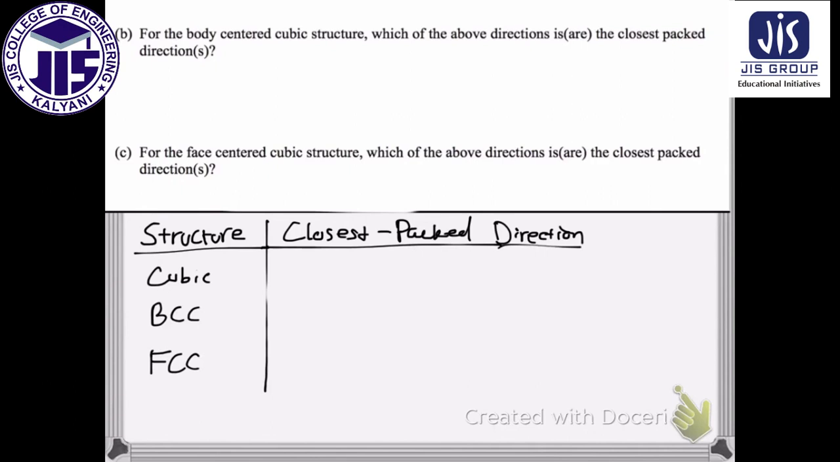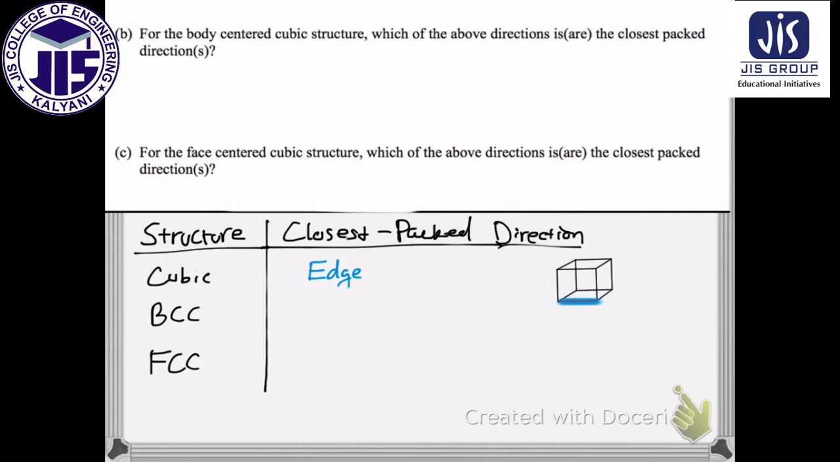If you have those pictures in mind, the closest packed direction is the edge for cubic. To give you an idea of what that looks like, here's your cube, and the edge is simply that lower part. It could be any edge, really. And that just means the atoms are the closest touching at those points. You can prove that mathematically, but I'm just going to show you geometrically in the visual representation.